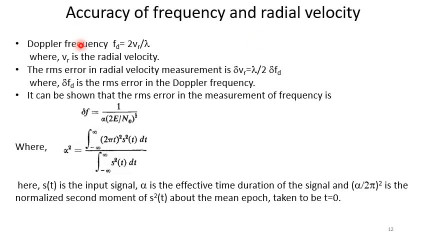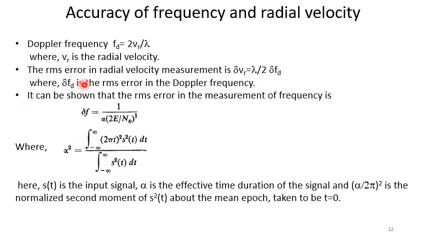Now accuracy of frequency and radial velocity. Doppler frequency can be written as FD equal to 2VR by lambda. VR is the radial velocity. The RMS error in radial velocity measurement can be written as delta VR equal to lambda by 2 into delta FD.